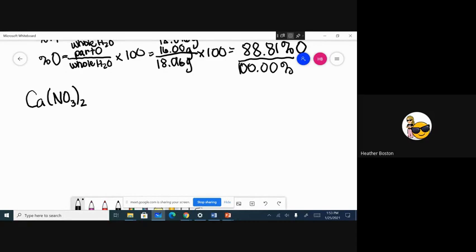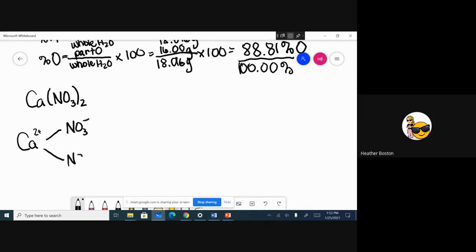What happens is, the reason that we use salt to melt ice is the fact that this compound is an ionic compound made of formula units. And in each formula unit, you have 1 calcium and 2 nitrates.